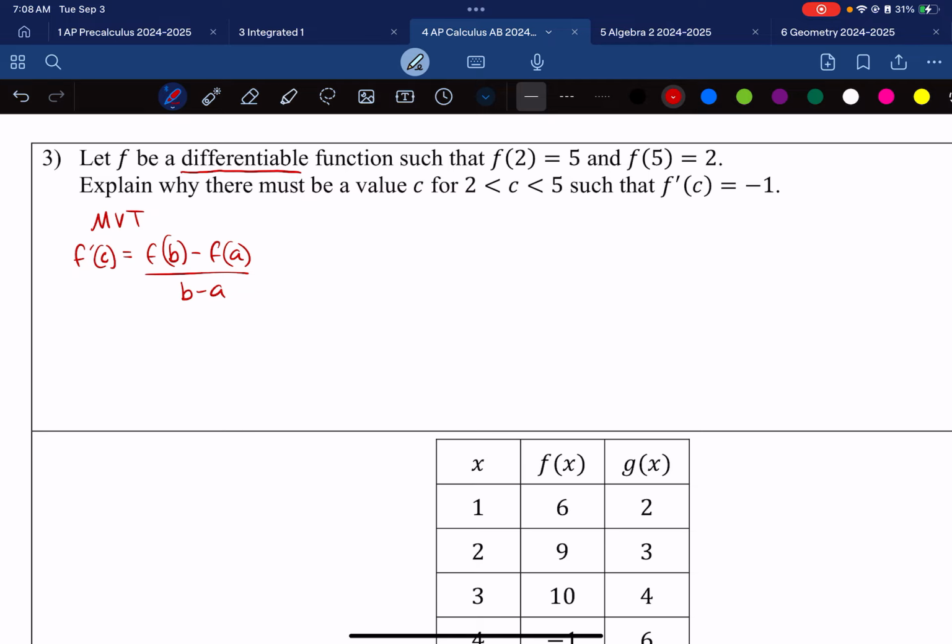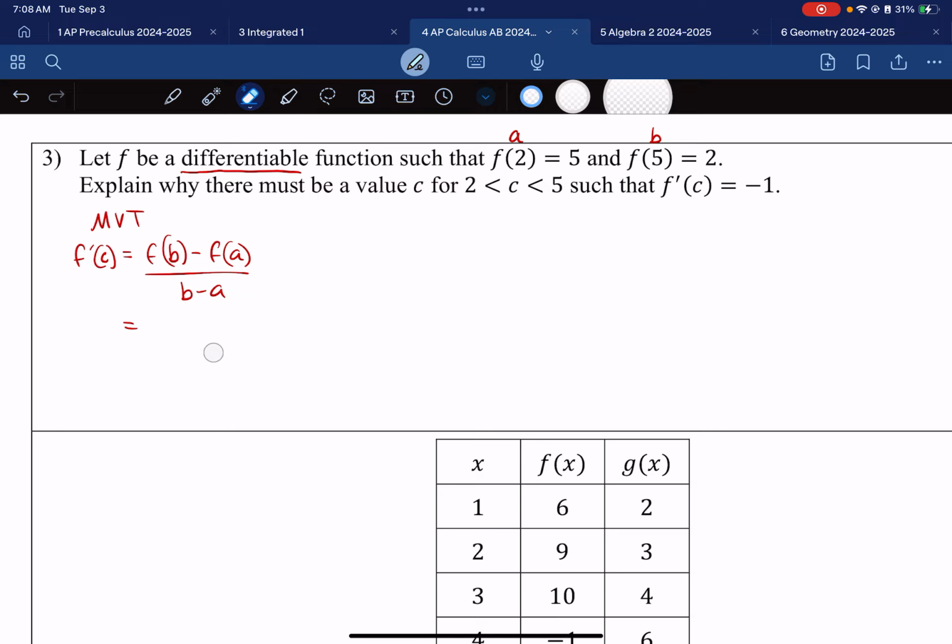Okay, so let's do that. I'm going to not touch that left-hand side. I'm going to have to write down f prime of c over and over again. I'm going to say that this is A and this is B. So f of B is going to be 2 minus f of A, which is going to be 5, all over B, which is 5, and minus, okay, that might have been too confusing here.